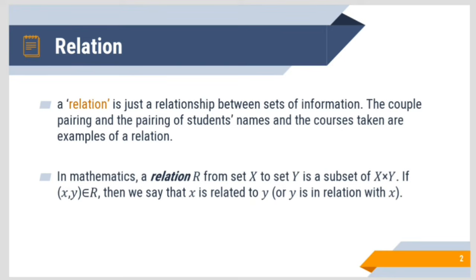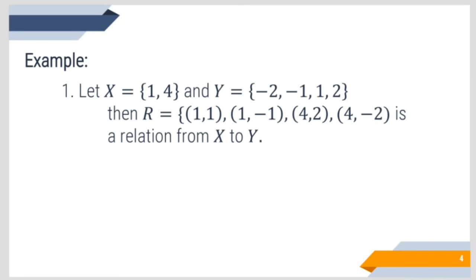In mathematics, a relation R from set X to set Y is a subset of the Cartesian product of X and Y. If the coordinates (x, y) is an element of R, then we say that x is related to y, or y is in relation with x. Example, you have X = {1, 4} and Y = {-2, -1, 1, 2}. Then the relation {(1, 1), (1, -1), (4, 2), (4, -2)} is a relation from X to Y.